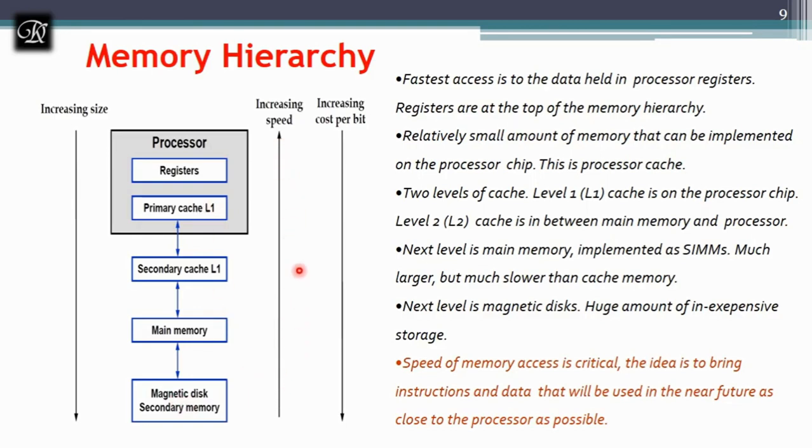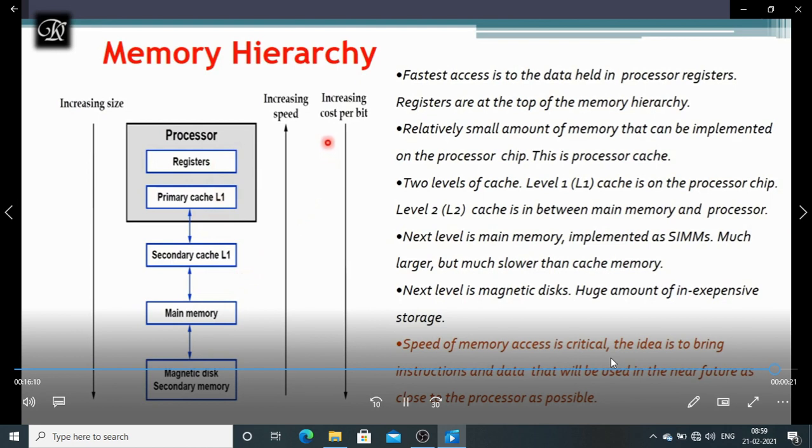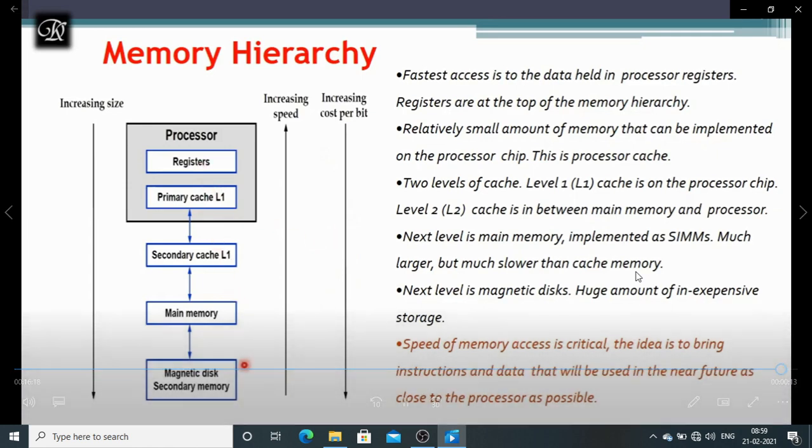The speed is highly increased. Magnetic disk drives are very slow compared to main memory. Main memory is slow compared to cache L1, L2, and these caches are slower than registers. But when it comes to cost, whenever we go for higher memory, we pay more. This is the memory hierarchy where we have shown all the levels with respect to size, speed, and cost.